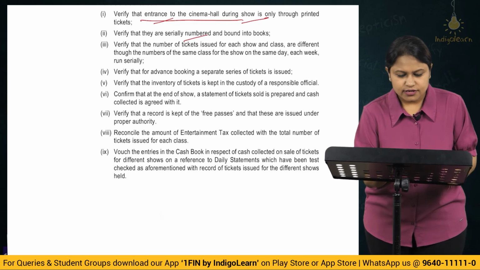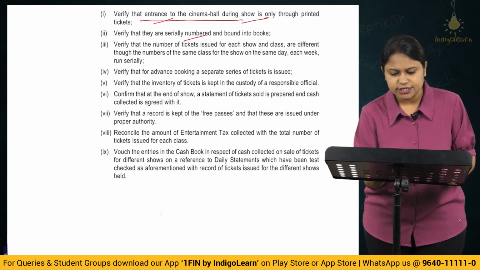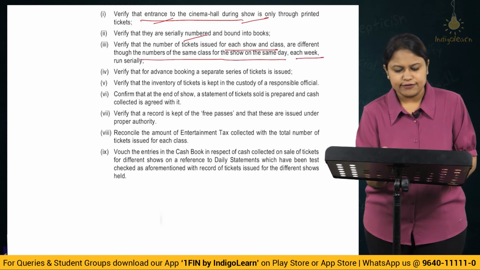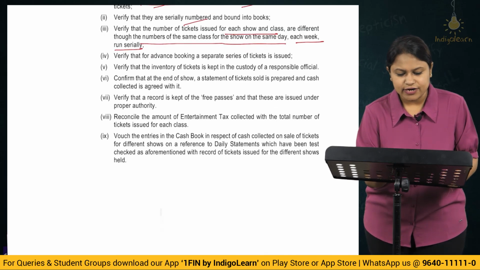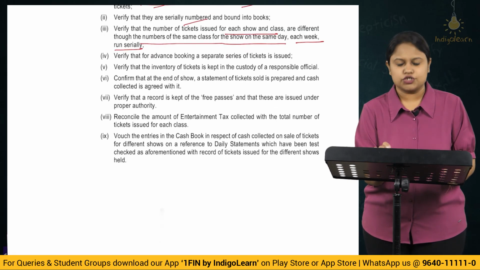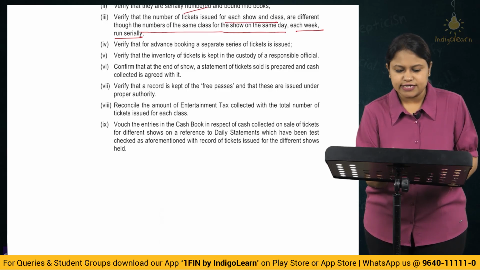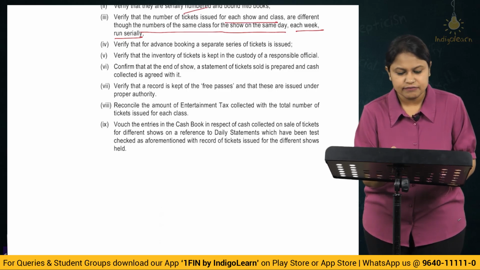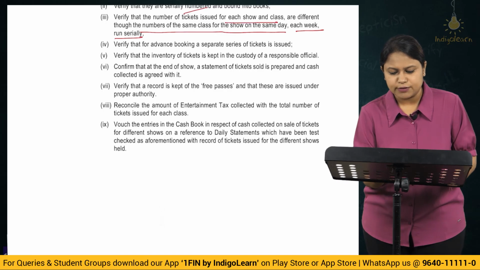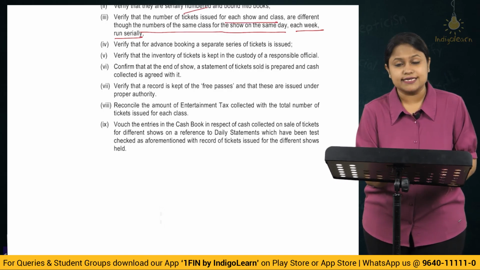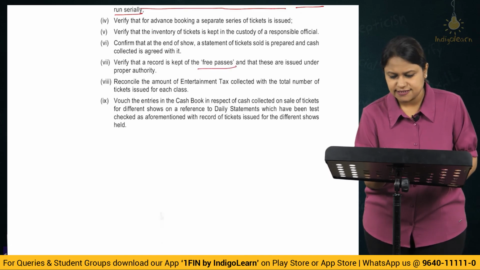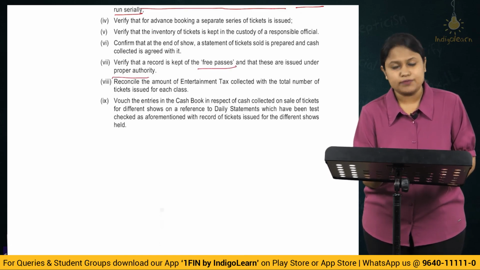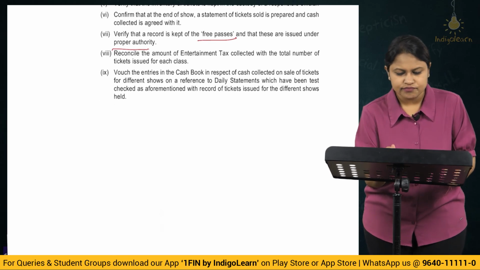Then verify that the number of tickets issued to each show, and the class and different numbers of the same class on the same day, same week, run serially. Each week run serially. Verify that for advance booking a separate series of tickets is issued. Verify that the inventory of tickets is kept in the custody of a responsible official, obviously. Confirm that at the end of the show, the statement of tickets sold is agreed with the cash collected. Reconciliation you have to do. Verify that a record is kept for free passes and that these are issued under proper authority. Free passes anybody cannot give, authority is required.